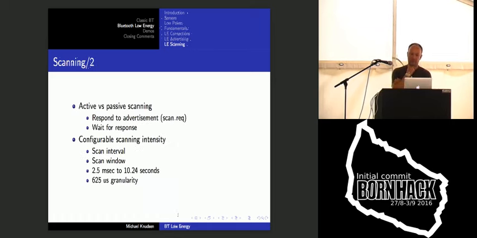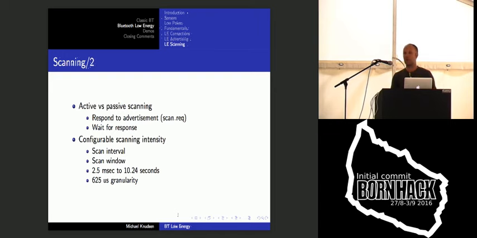Active versus passive scanning is basically whether you decide to respond to an advertisement with a scan request. If you do active scanning, you send scan requests saying, I would like to know more, and then you wait for a response. Obviously, if you don't really care about devices in detail, you just do passive scanning, and then you leave it up to upper layers to reconfigure to active scanning if it looks like it might be starting to be relevant.